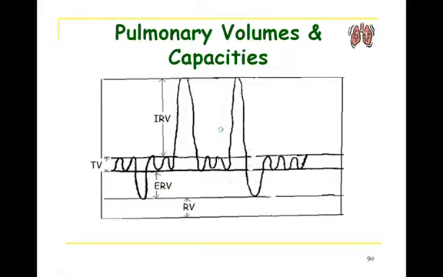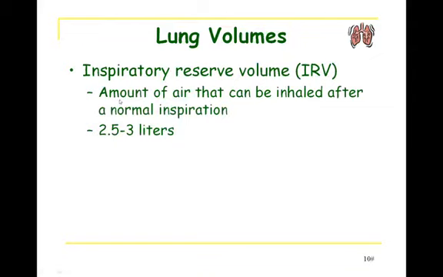The last volume is our inspiratory reserve volume. One of the things we're going to ask you to do in lab is to take as much air in your lungs as you possibly can. Your inspiratory reserve volume represents the amount of air that you can get in your lungs after a normal inhalation, how much air you have on reserve. So if you notice here, it's the amount of air that can be inhaled after a normal inspiration. It ranges between 2.5 to 3 liters. So it's the amount of air that you have on reserve.